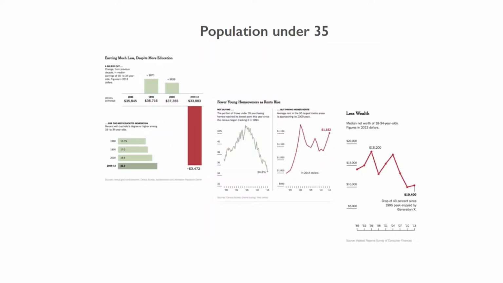So looking at this from a population standpoint really shows the same thing. So the median net worth of individuals 18 to 34 years old has decreased from 89 to 2003. So you can look in the early 90s, it was approximately 18,000, and in 2013 that went down to 10,400.